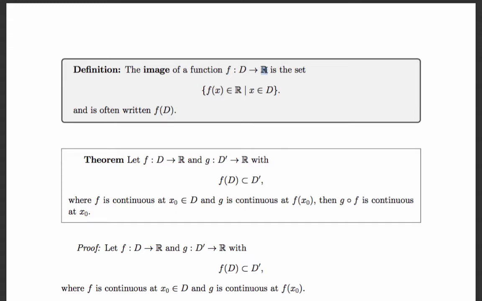Now notice, this set to the right of the arrow, right, f maps D to R, this is what's called a codomain. So the image is necessarily a subset of the codomain.